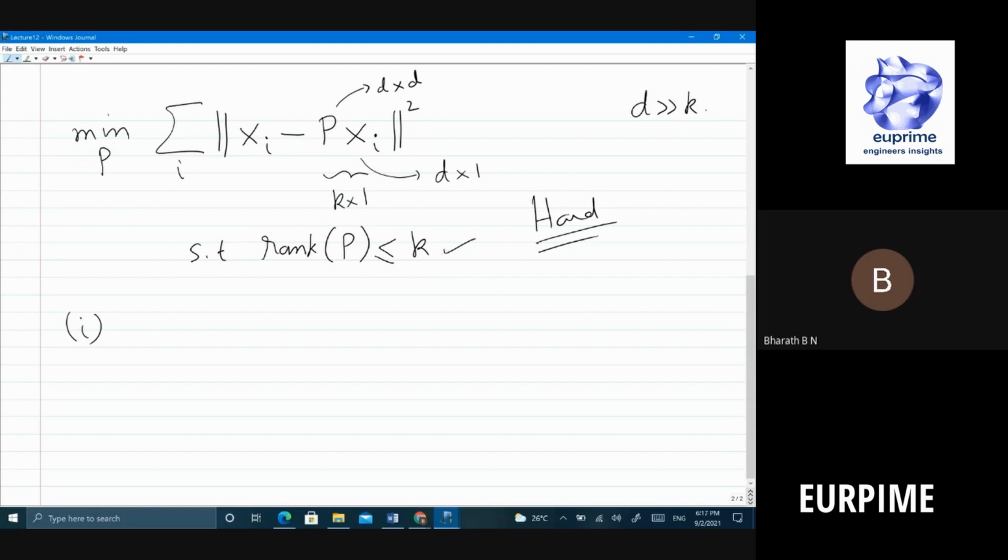So what is it that you do in PCA? The first thing that you do is you construct what is known as the covariance, right? So what is the covariance? This is what you do: sum over i equal to 1 to n of xi xi transpose. xi xi transpose will give you just a one sample estimate of the covariance.